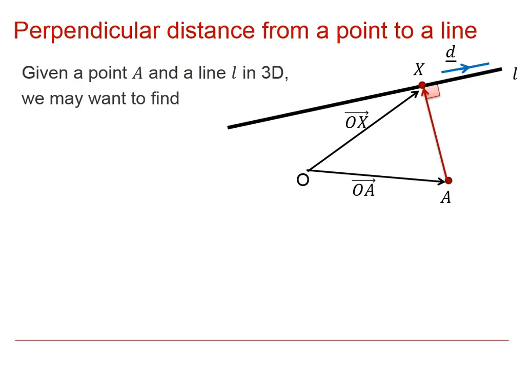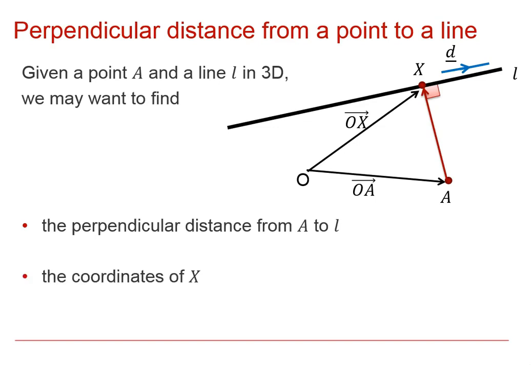Okay, so here we have a point and a line in 3D, and there's various things that we might want to find out. We might want to know the perpendicular distance from A to L, so from a point to the line. And we may want to know the coordinates of X, which is the foot of the perpendicular. Now, we don't have a formula for this, so we just need to think about what we already know, and use that in order to help us.